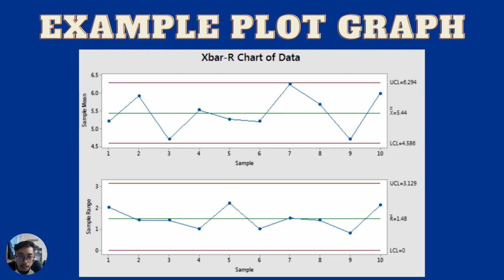For example, if there is a certain point that exceeded the upper control limit or lower control limit, the value is unselected or terminated. For the graph below, we can see the example for the R chart. As you can see, the y-axis is for sample range and the x-axis is for sample. For the R chart, the upper control limit is 3.129 and the lower control limit is 0.